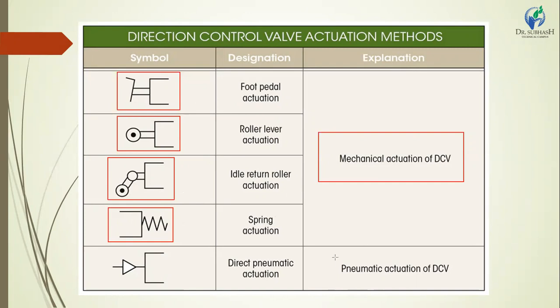The next is pneumatic actuation of DCV. It may be operated by a pneumatic device. The pneumatic device is connected to a compressor, and the compressor gives compressed air and operates the direct actuation method. This symbol shows a connection to a pneumatic system, creating a force on the DCV. That is called a direct actuation method.